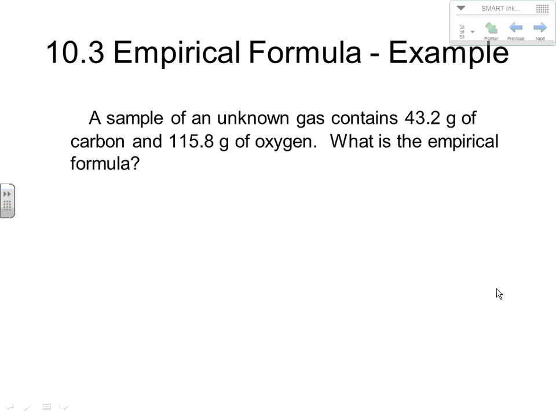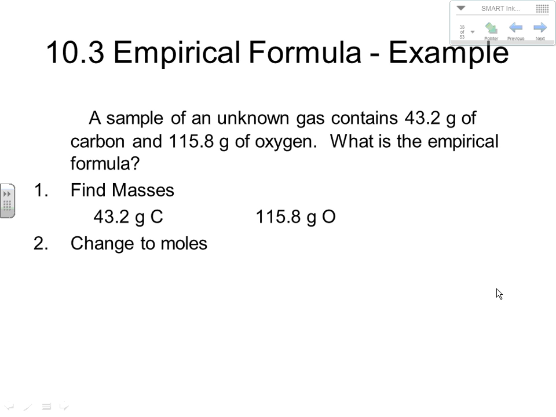Now here's an example of what we're going to be looking at with this. So we've got an unknown gas, because remember, we don't know what the substance is. But what we can do experimentally is do an analysis and find out how many grams of each element are present. So we've got 43.2 grams of carbon and 115.8 grams of oxygen. Step 1 is done. Remember, masses are typically given, or they're given as percents, in which case you can erase percent and put G in there, given.